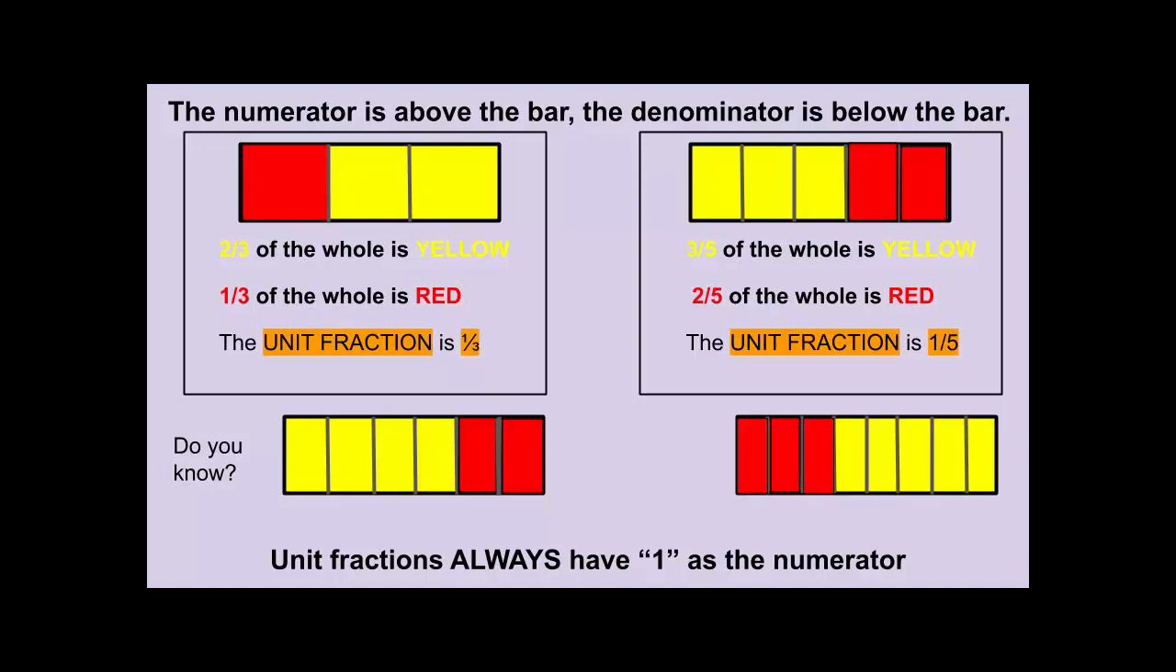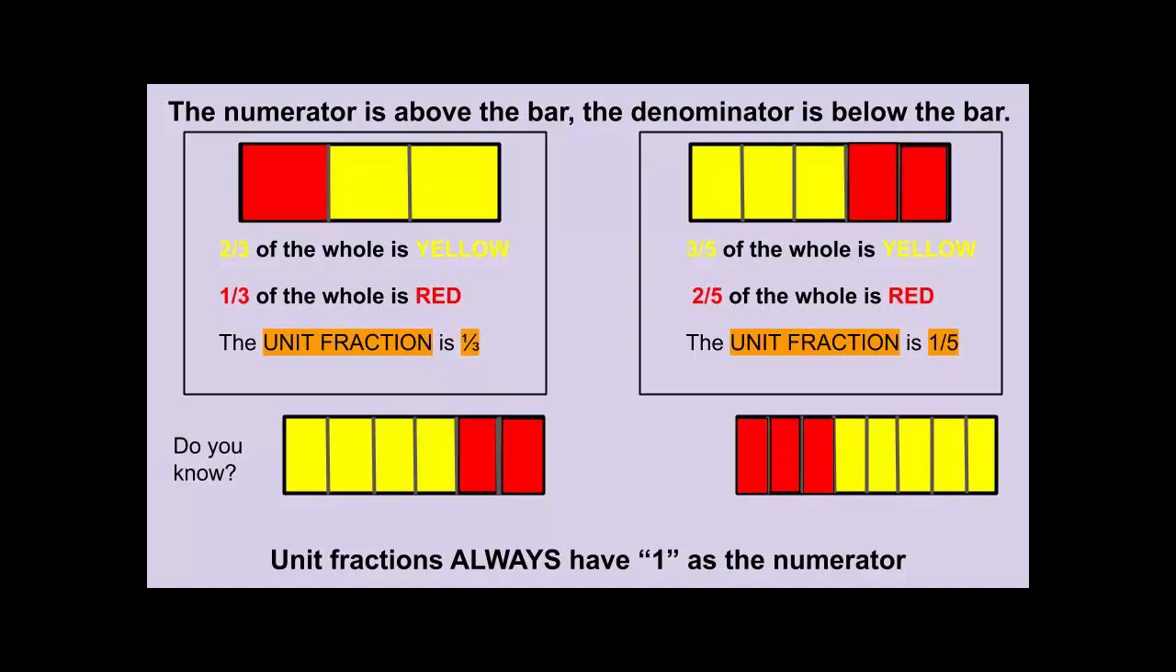The unit fraction is 1/3 because a unit fraction must have 1 as the numerator, and this rectangle has 3 parts, so the unit fraction is 1/3. In the next box, we see the rectangle is divided into 5 parts. 3 of the parts are yellow, so this rectangle is 3/5 yellow.